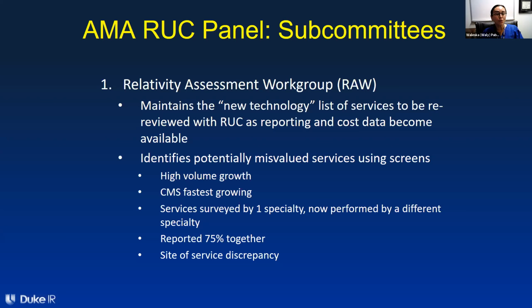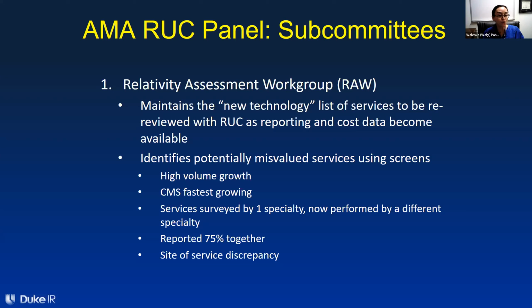The other group of codes that the RAW is in charge of is a group of codes that is identified by the screening process. And some of the screens are listed here. For example, CPT codes that are reported in high volume, they're being reported a lot more in the last couple of years than they were before.